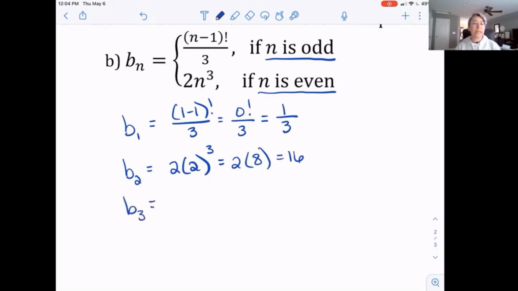B sub 3 is an odd term, so we're going to use the top one. This time plugging in 3, so (3-1)! divided by 3. We get 2 factorial divided by 3. 2 times 1 is 2. So we get a 2/3.